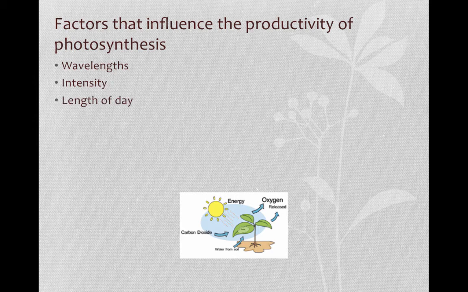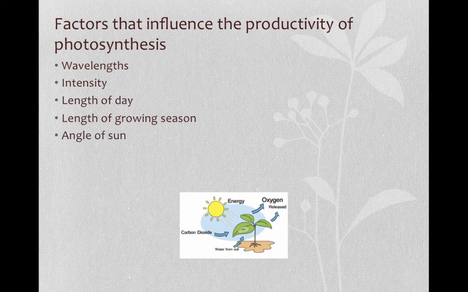The length of the day. The length of daylight is much greater in the summer than it is in the winter. So plants are usually much more active in the spring and the summer. The length of the growing season. Depending on where you live in the world, the closer you get to the equator, the longer the growing season, or the longer your spring and summer season is.